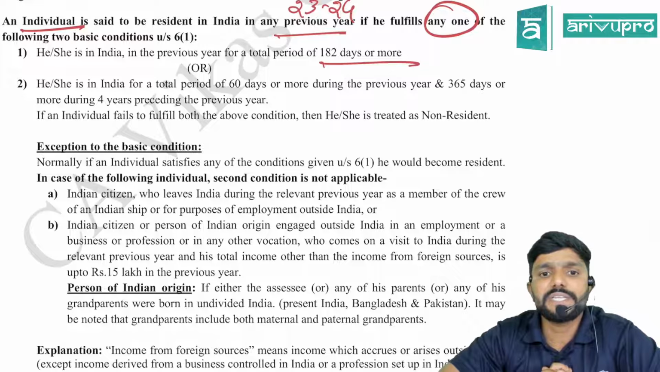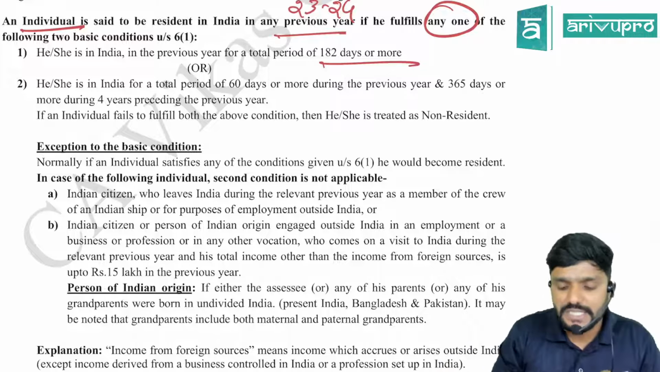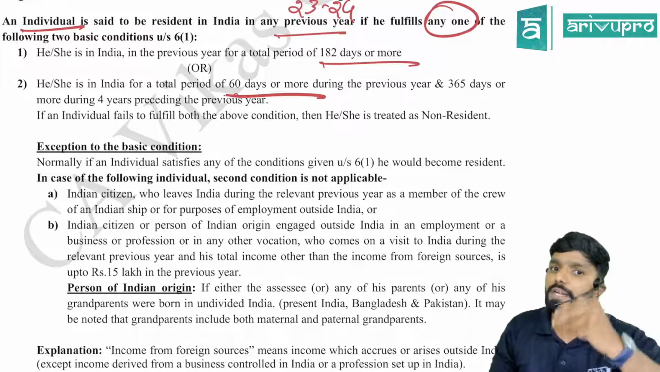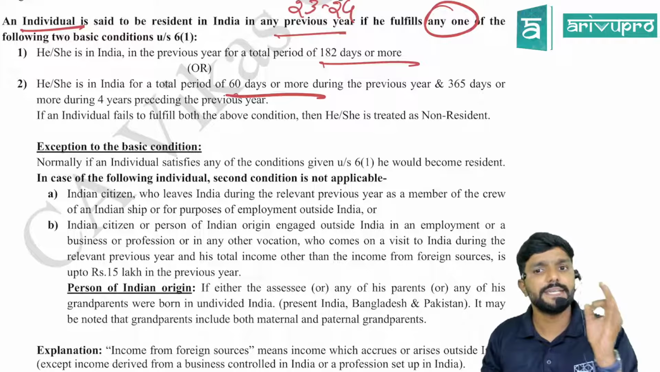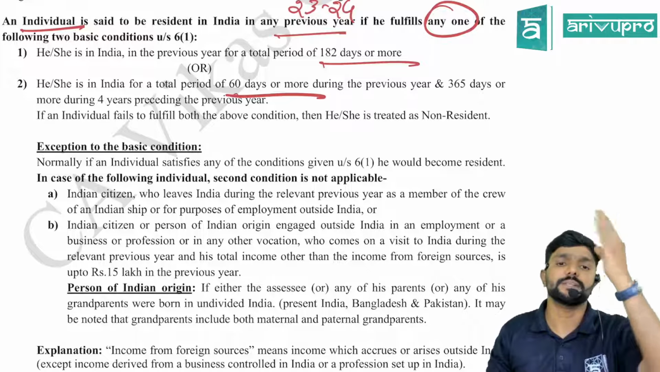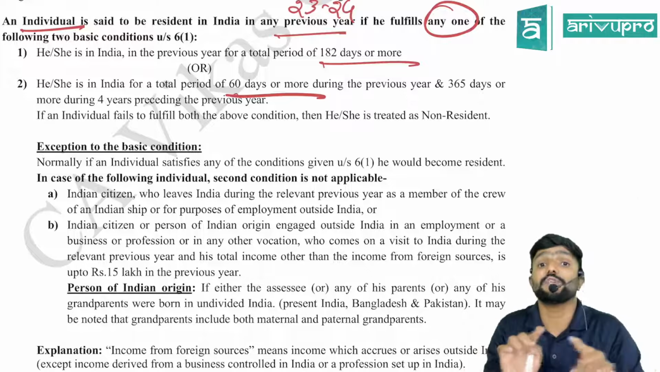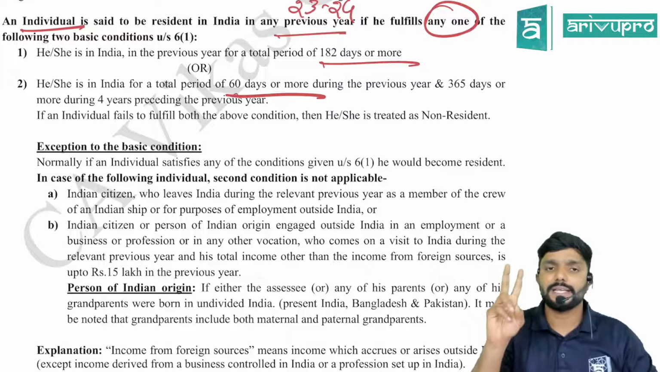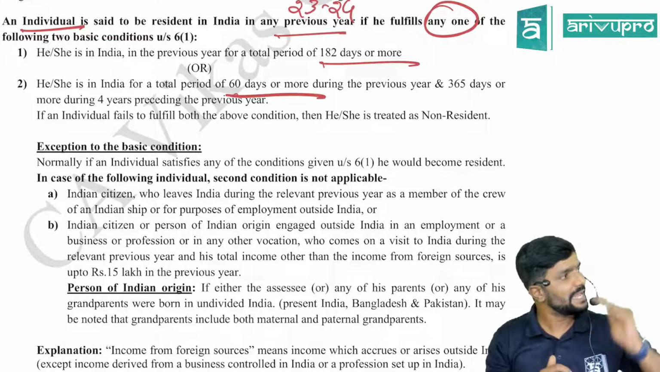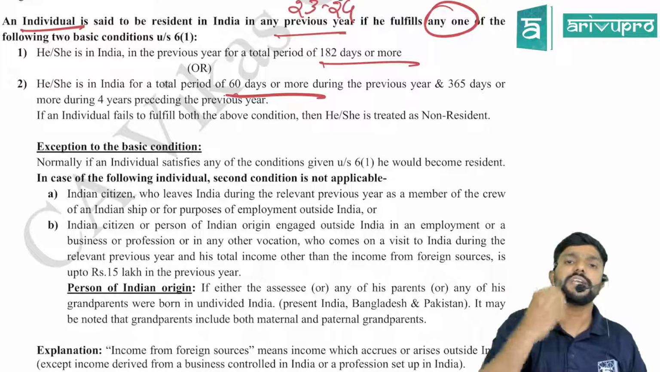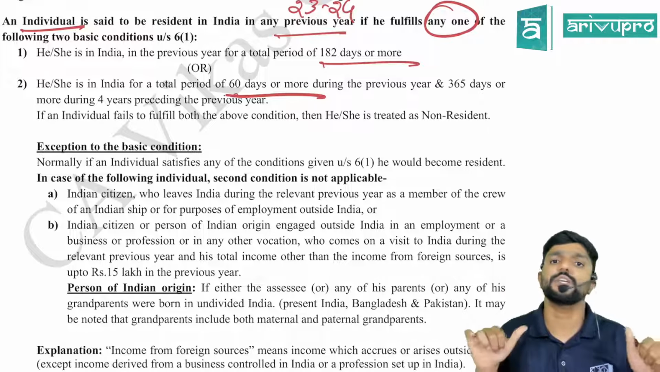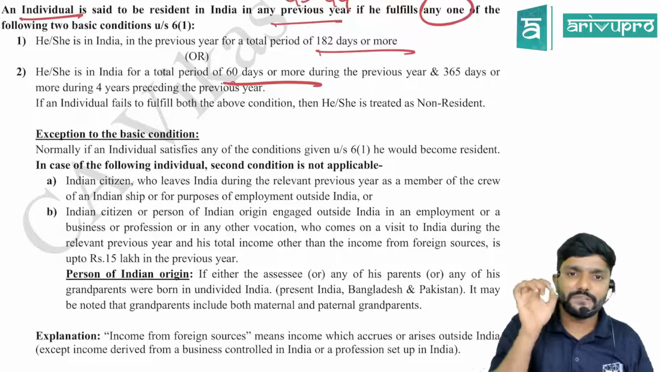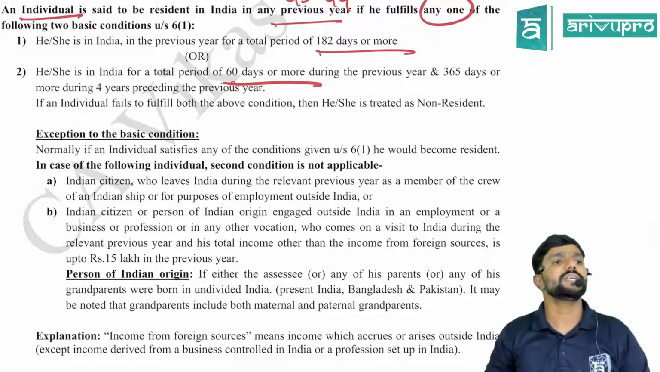Next. He or she is in India for a total period of 60 days or more during the previous year. For you guys, previous year means 23, 24. And 365 days or more during the 4 years preceding the previous year. Both have to be satisfied. Both have to be satisfied. I gave one example. Sir, in the previous year, an individual was in India for 70 days, whereas in the last 4 years put together, he was in India only for 300 days. Did he satisfy the second condition? No, sir. He didn't satisfy.